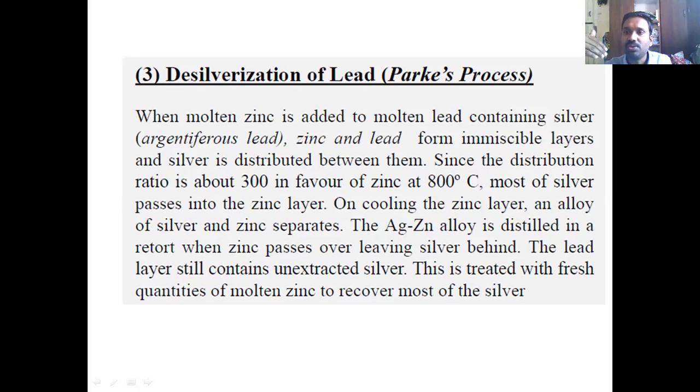Now what you have to do is separate the zinc layer and the lead layer. That is easy because both are immiscible liquids. You can just tap off the lower layer, and the lower layer is the lead because lead has a high density. Remove the lead and the remaining portion is zinc. What have we done basically? The silver which was present in lead, we have made it go into zinc. Actually, we have not got the silver yet.